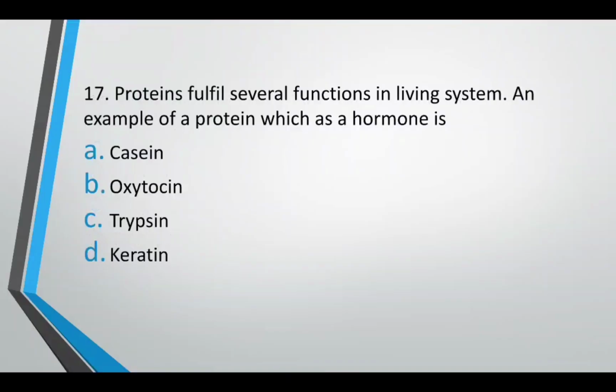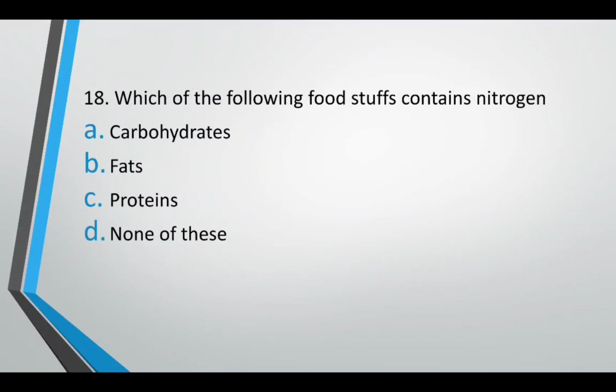Proteins fulfill several functions in living systems. An example of a protein which is a hormone is casein, oxytocin, trypsin, keratin. The correct answer is option B, it is oxytocin. Which of the following foodstuffs contain nitrogen? Carbohydrates, proteins, fats, none of these. The correct answer is option C, proteins.